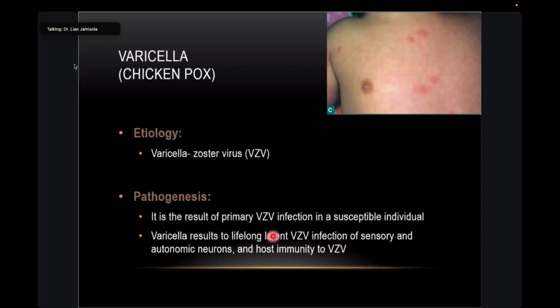So you have a lifelong but latent infection of the sensory and autonomic neurons, and the host becomes already immune to your varicella zoster virus. That's why you only get this one time in your lifetime. But once you get this, you already have the virus in your sensory and autonomic neurons, though it's latent. Thus, this is important when I discuss the herpes zoster infection.